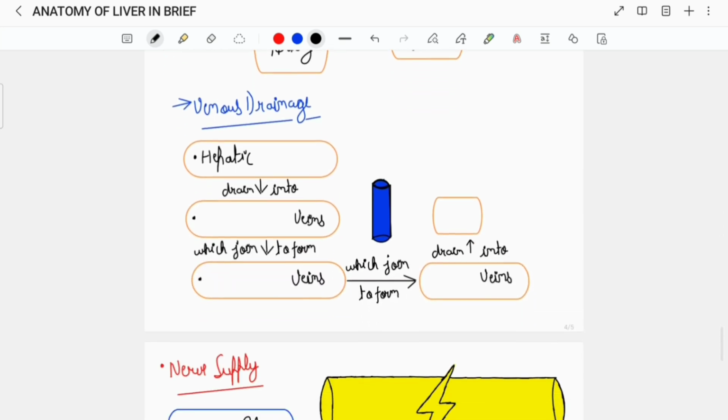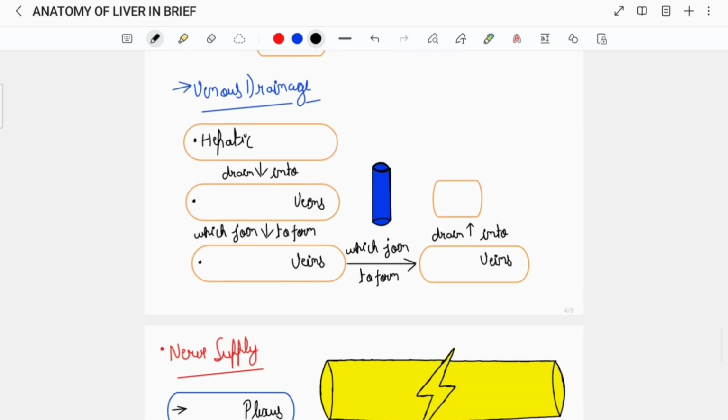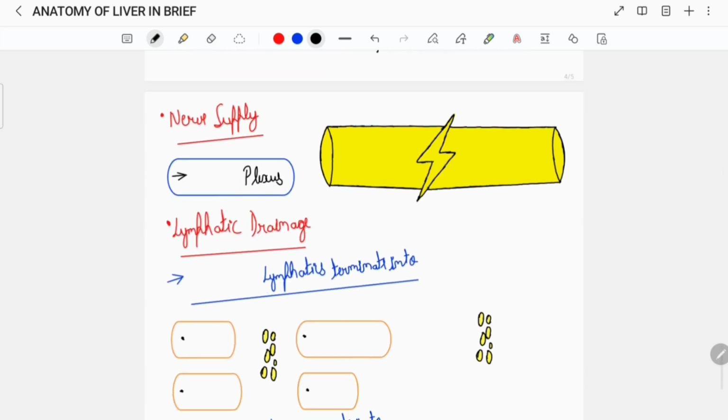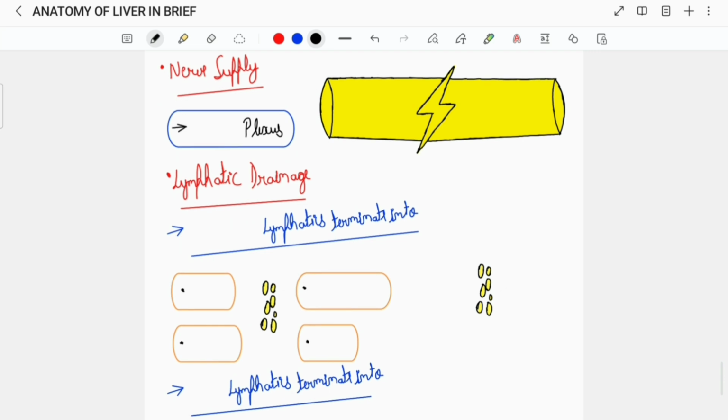Talking about the venous drainage of the liver. The hepatic sinusoids drain into the interlobular veins, which join to form the sublobular veins, which in turn join to form the hepatic veins, which drain directly into the inferior vena cava. The liver receives its nerve supply from the hepatic plexus.